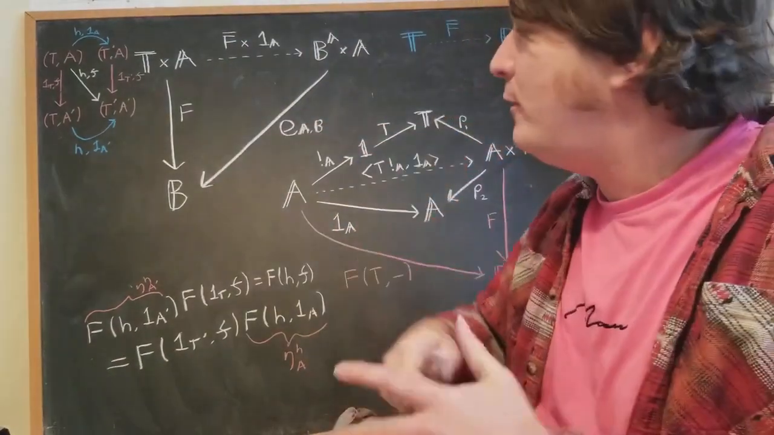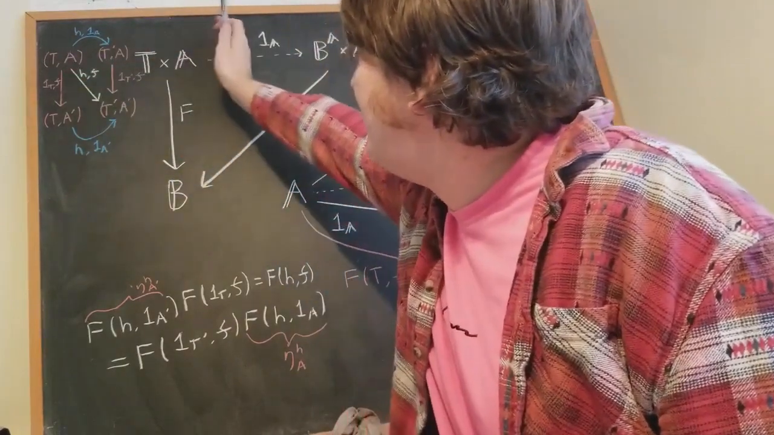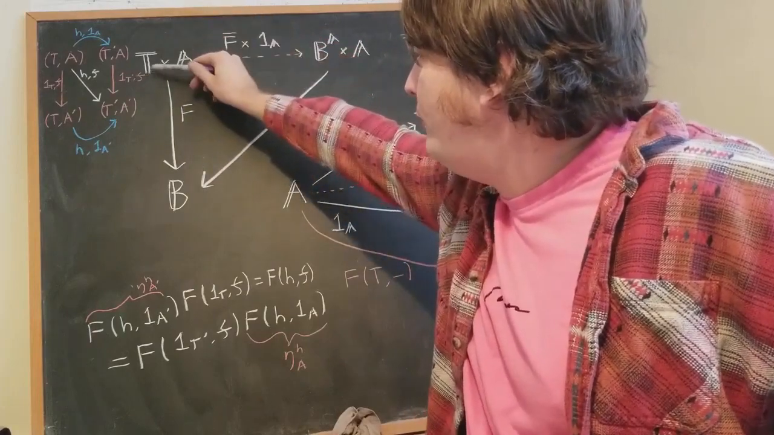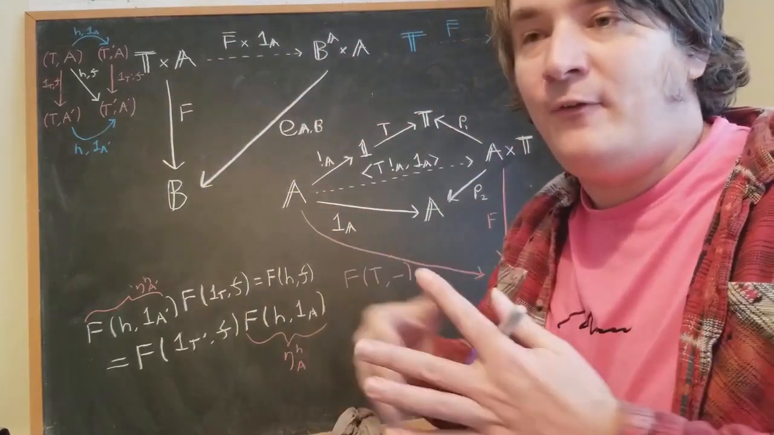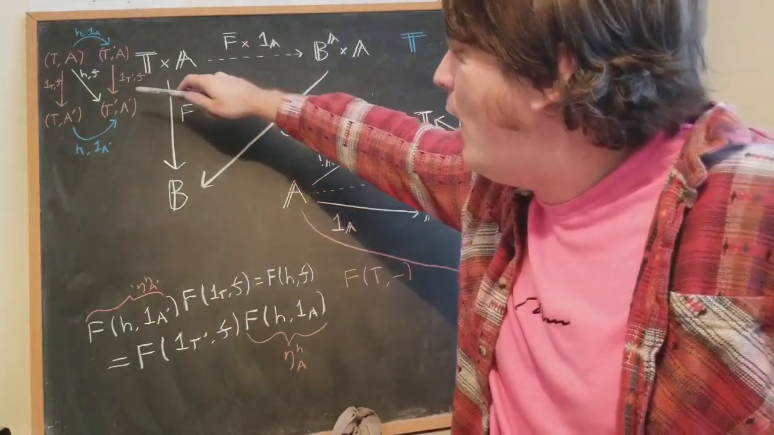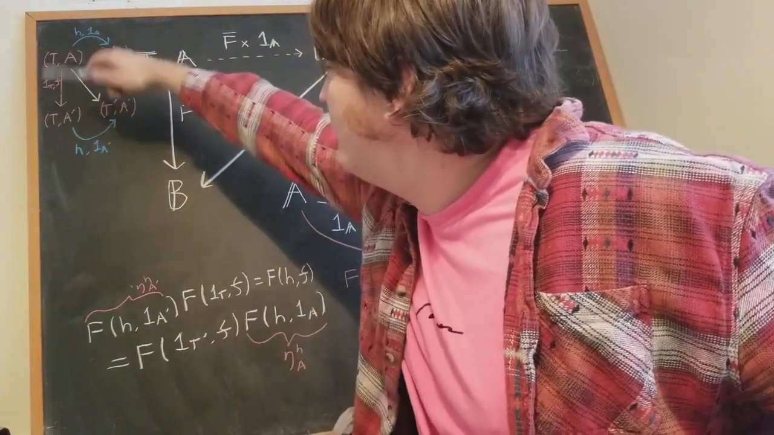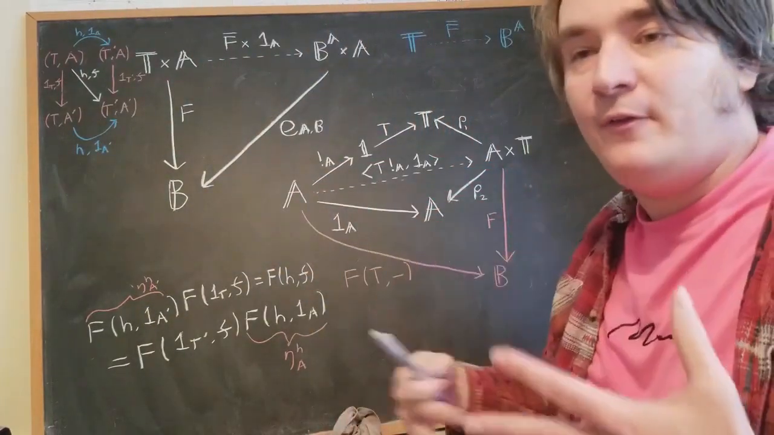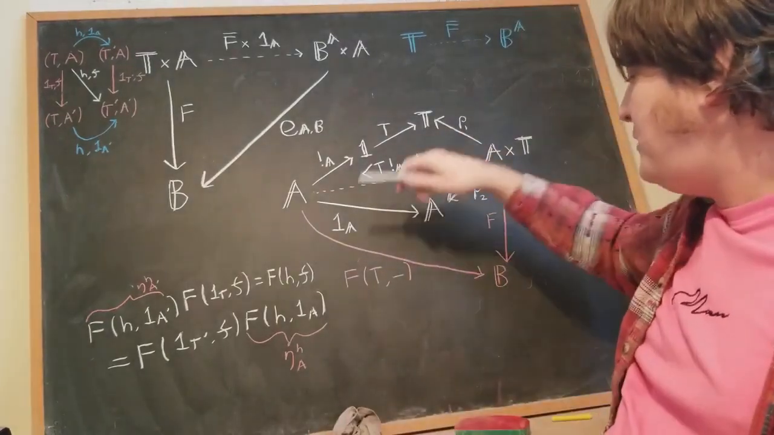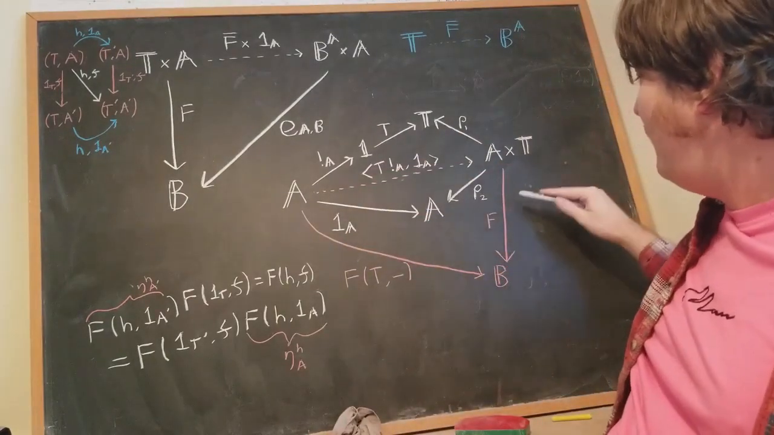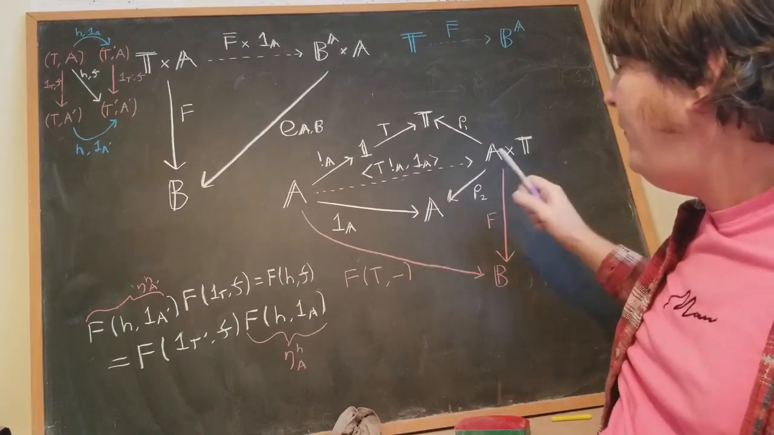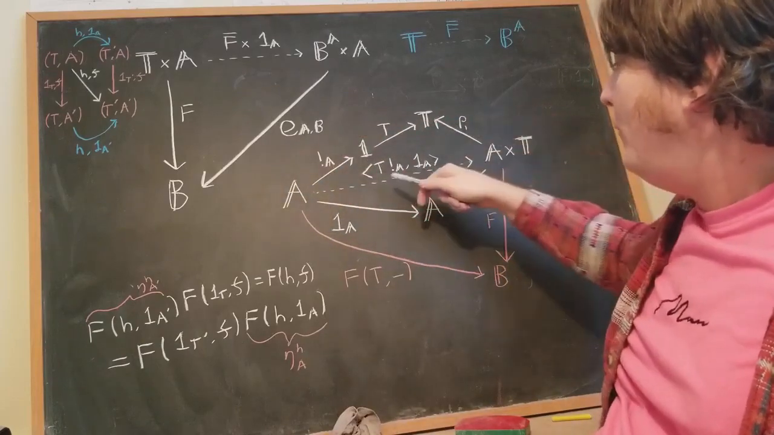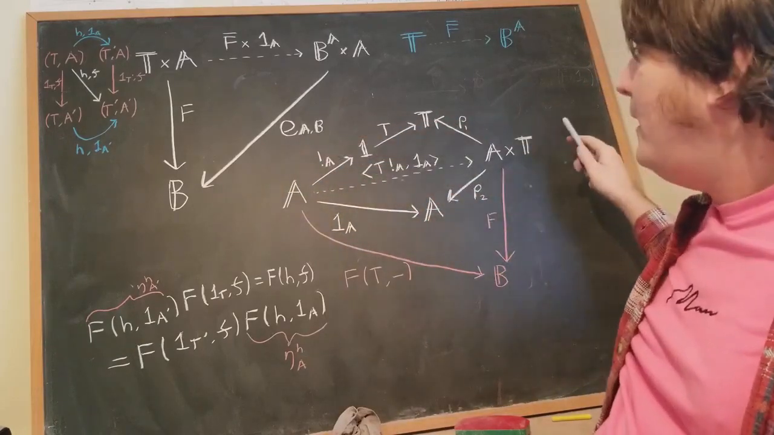So we know that there are these copies of A inside T times A, and we know that there's this functor which sends all of T times A to B. So it makes sense to think about how this functor F operates on one of these copies of A inside T times A. We can formalize that thinking with this picture here. We've just got our old diagram and we've added a couple of arrows on. Basically, we have this arrow here, which picks out one of our copies of A inside.